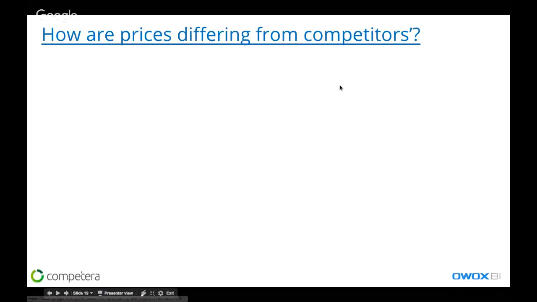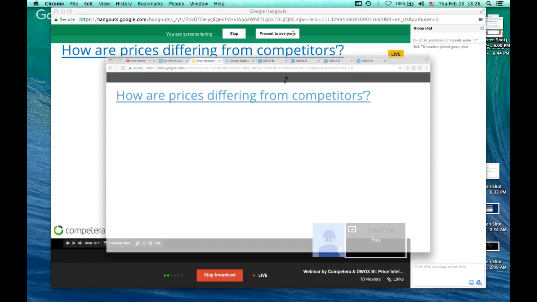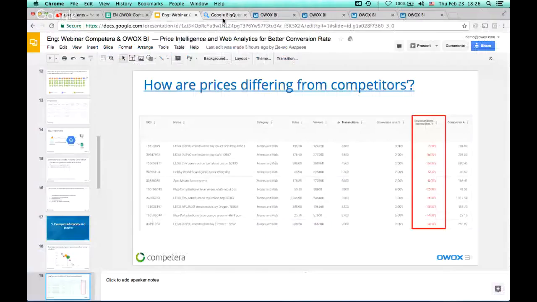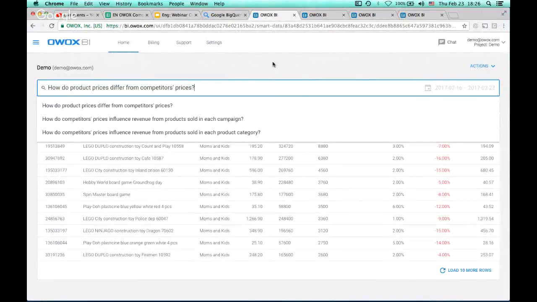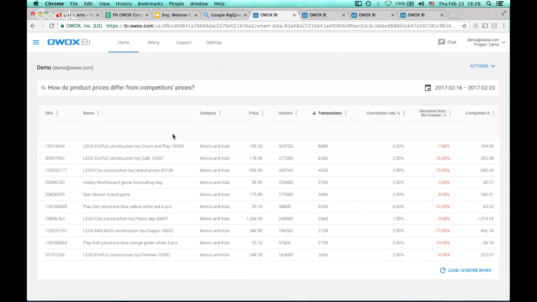So let's move forward and see how our price is different from competitors' ones. As I said, there are several tools to visualize the data, so let's do it in one of them. This is the interface of the OWOX BI service, which allows you to ask many questions of your data in human language, just like this. So you don't need to write an SQL query. You can just write the question how you would ask it of the data guide that you have in your company. Let's see what we got here.